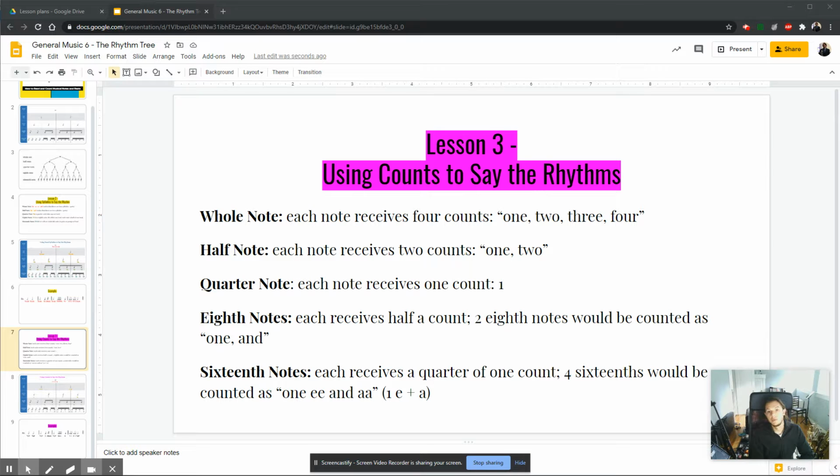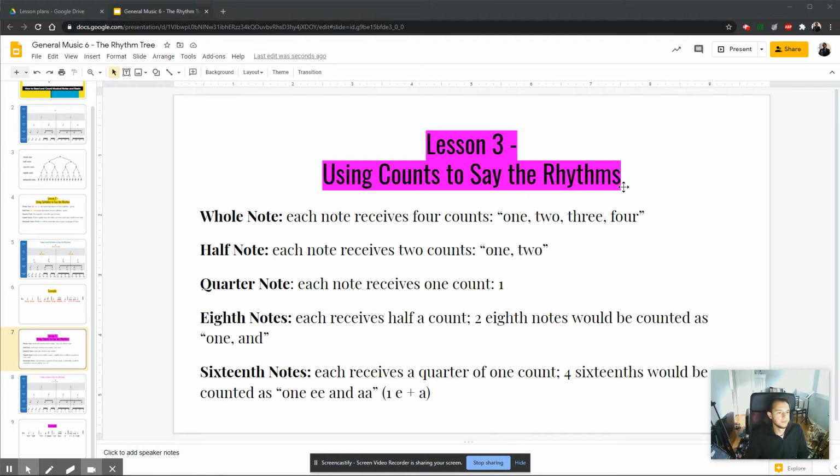Hello, everyone. This week we will be talking about how we can use counts to say the rhythms. Last week we talked about using syllables such as ta, ta-ah for a whole note, and ti-ti for eighth notes. So you have a combination of like ta, ti-ti, tiki-tiki, things like that. This week, instead of using those syllables, we'll be doing the same thing but with counts. Counts are what you actually would physically count using numbers: 1, 2, 3, 4, 1, 2, 3, 4.